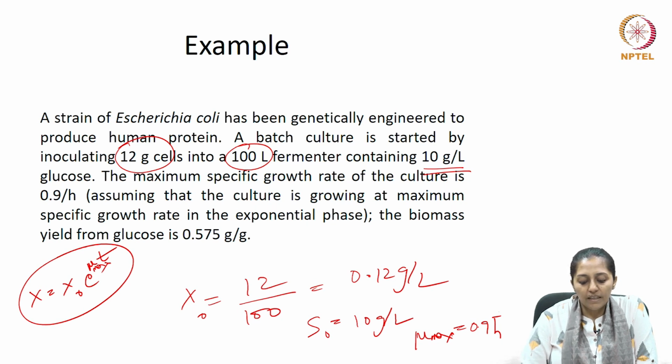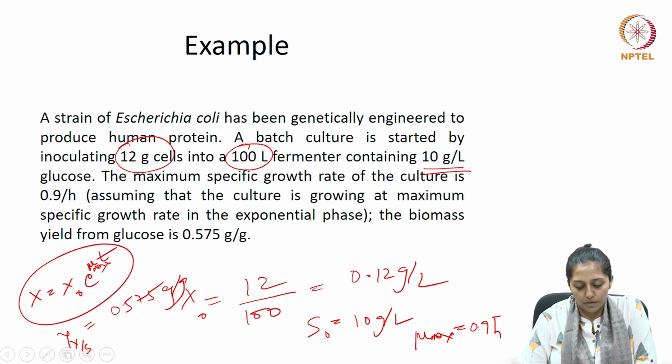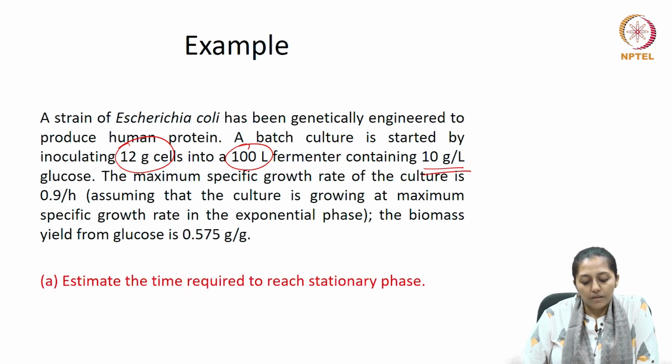The biomass yield from the glucose is given as Yx/s, which is 0.575 grams per gram of glucose consumed. They are asking us to calculate the time required to reach the stationary phase. So, students, if you remember, when does a culture reach the stationary phase?